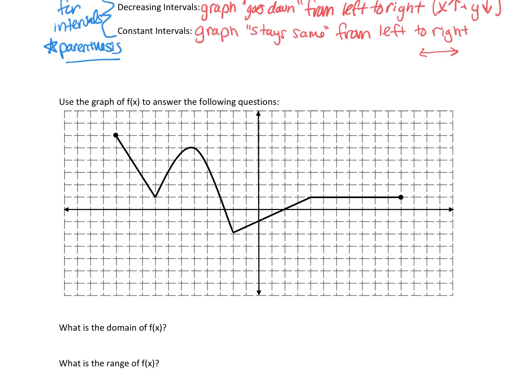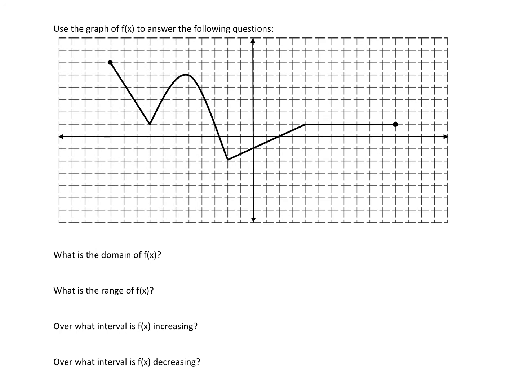All right, so let's look at this graph. And let's talk about our domain and range. So again, our domain, we're going to go from left to right. So if I look on the left side of my graph, I can see that it starts here and stops here. So my domain is going to go from negative 11 to 11. And since they are filled in points, we can put the square brackets.